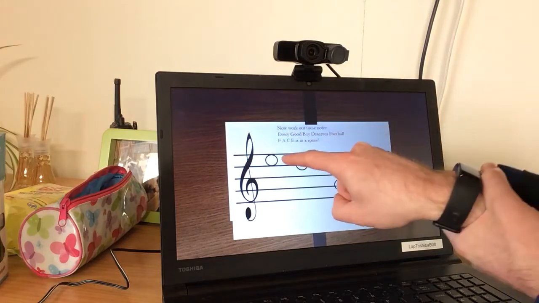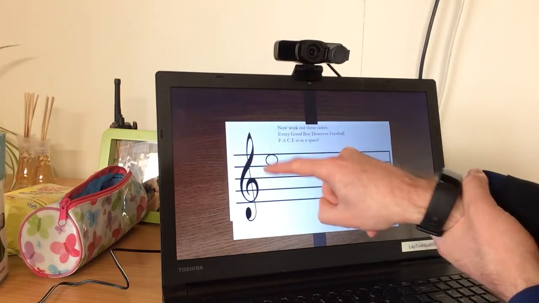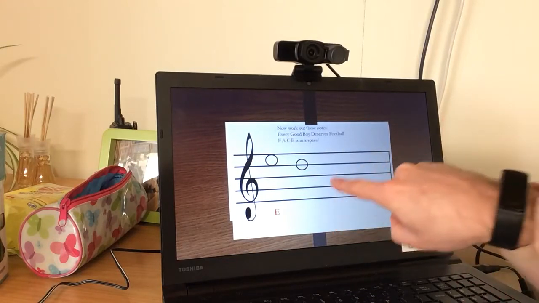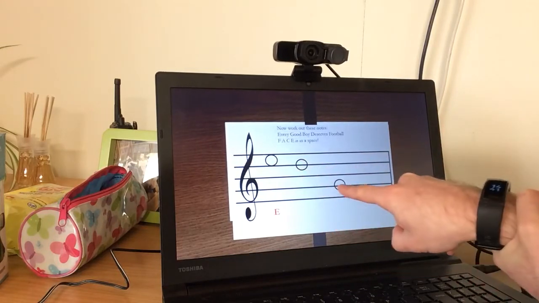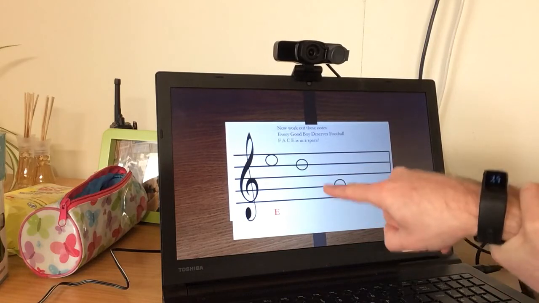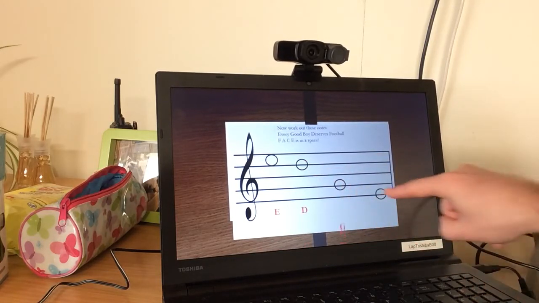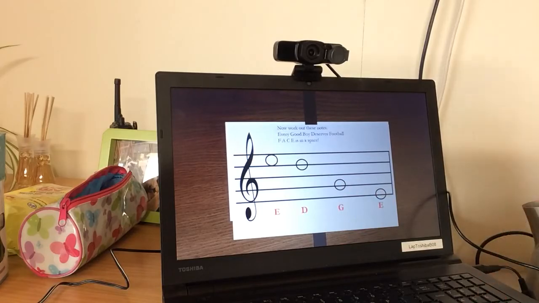Okay, so it's in the space, the top space, F-A-C-E, face is in a space. And these three, they've all got a line. So, every good boy deserves, every good, every. And you get the word edge.